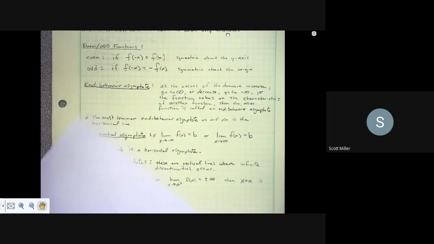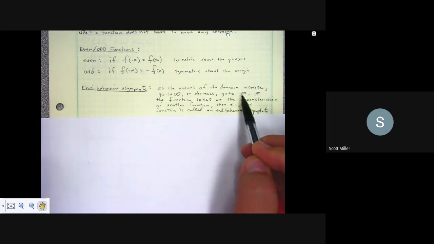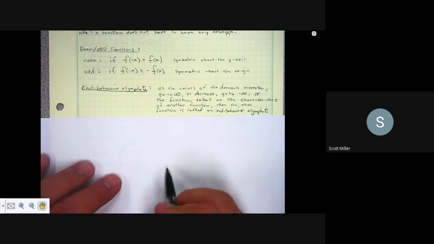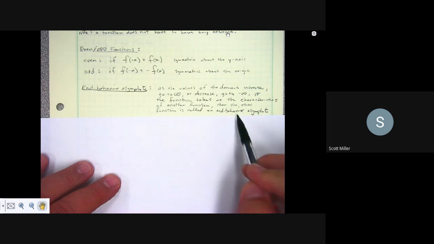Now these things are important. End behavior, asymptotes. As the values of the domain increase or go to infinity or decrease, meaning it goes to negative infinity. So in other words, as the x values get really large or really small, so we're looking at the x-axis, if the function takes on the characteristics of another function, then the other function is called the end behavior asymptote. What the heck does that mean?